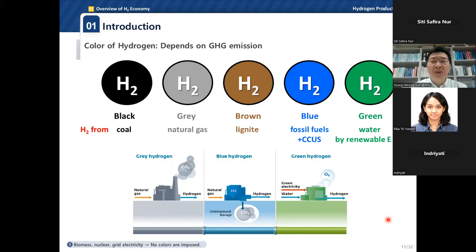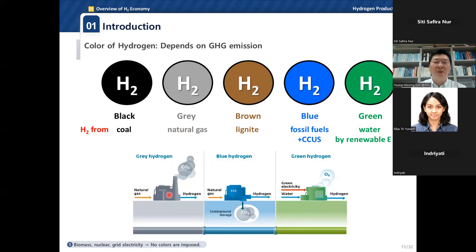And then you may have often heard about the color of hydrogen. You can see black, gray, brown, blue, and green over there. The most popular colors right now are blue and green. So just look at this gray hydrogen. That gray hydrogen comes from natural gas.